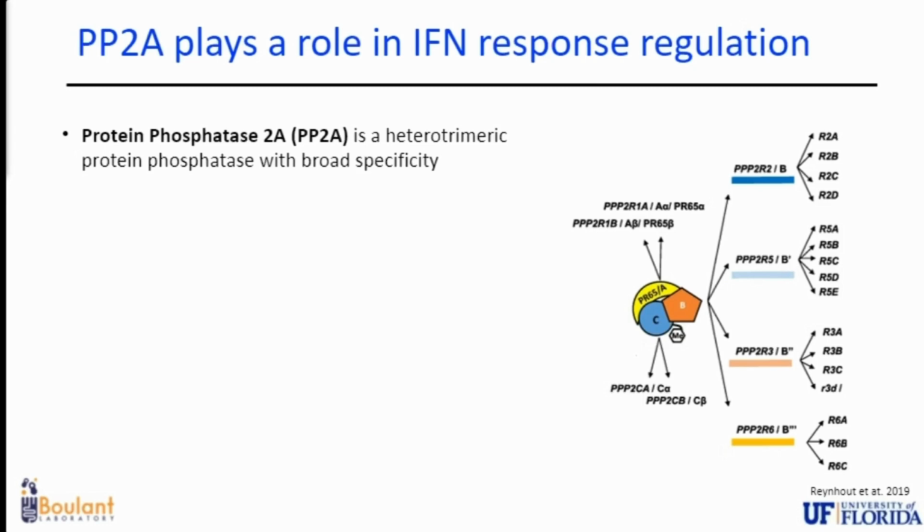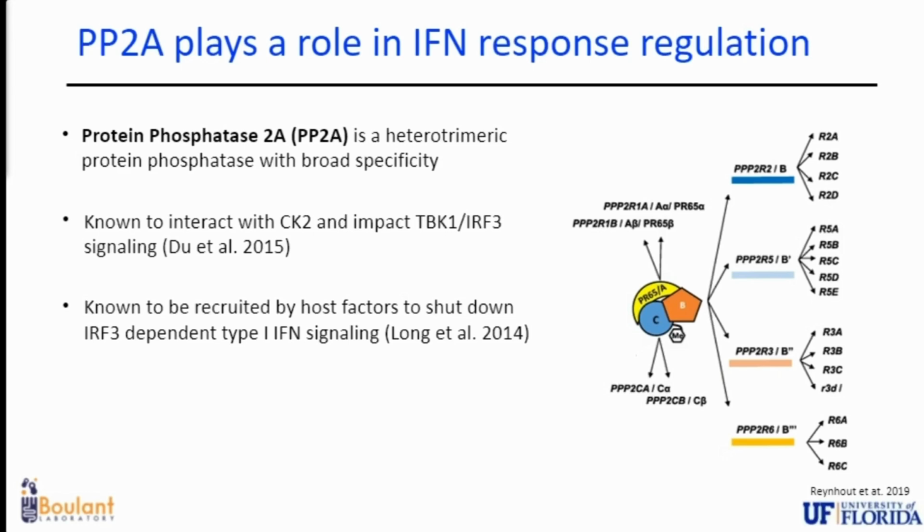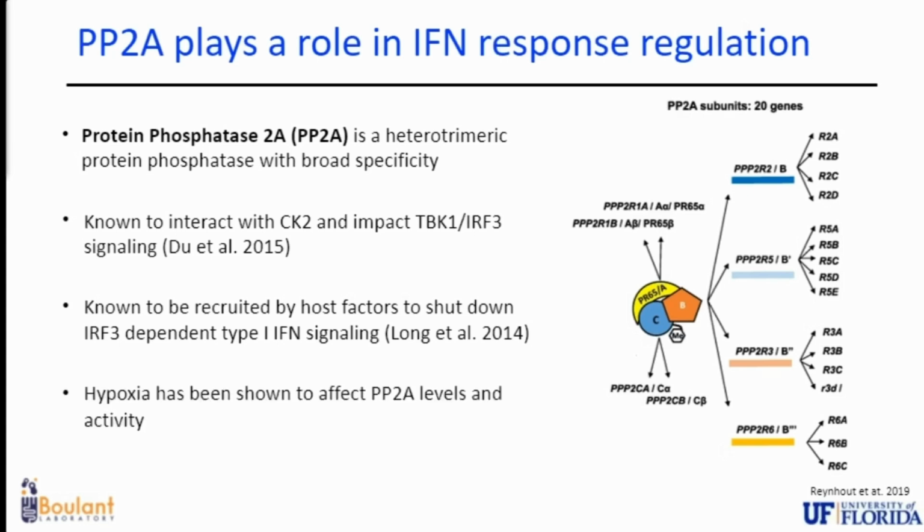It's made of a catalytic subunit, here C, a scaffolding subunit in yellow, and the orange one is the regulatory subunit. And there are many different kinds of regulatory subunits. The interesting fact about PP2A and regulation of immune response is that PP2A was shown to regulate TBK1 and IRF3 signaling, and it was also known to be recruited by host factors to shut down the IRF3-dependent type 1 interferon signaling. And most importantly, the activity of PP2A, or the level of PP2A expression, varies in hypoxic conditions. So maybe there was a link there.